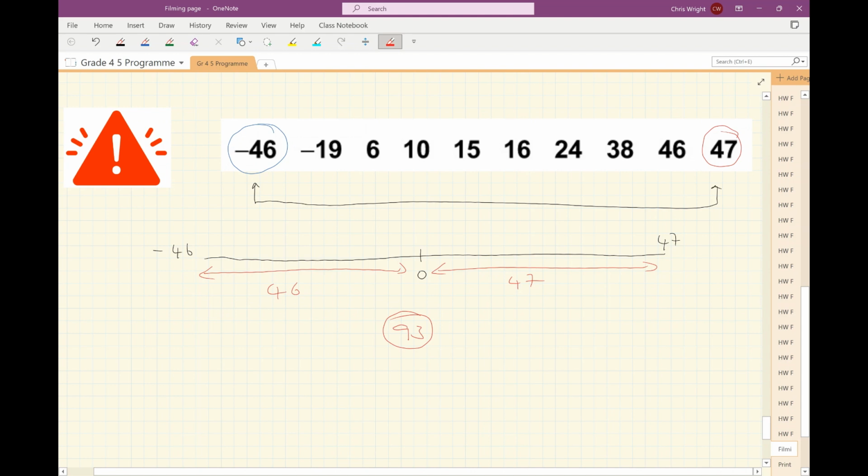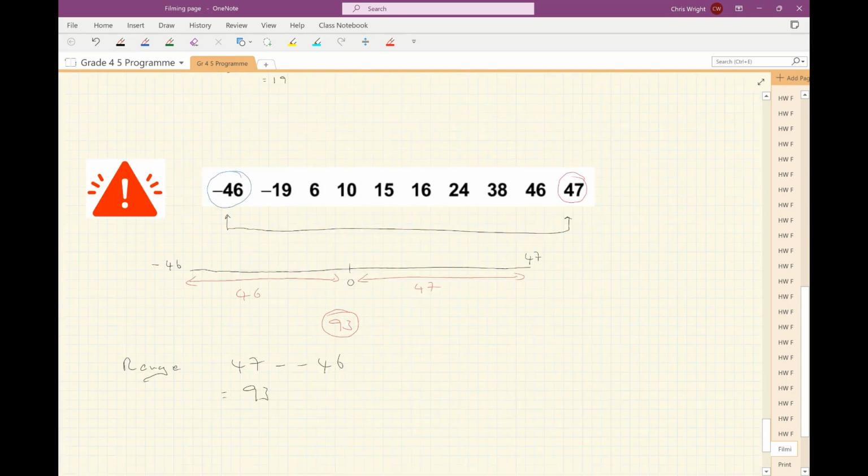Or you could stick to your rule. The range is the difference between. I'm going to calculate the highest number, 47, subtract the smallest number, and the smallest number is minus 46. And now look at this. Minus and minus is a plus. So 47 minus minus 46 is 47 plus 46, 93. And of course, you could do that on your calculator if you wanted to.